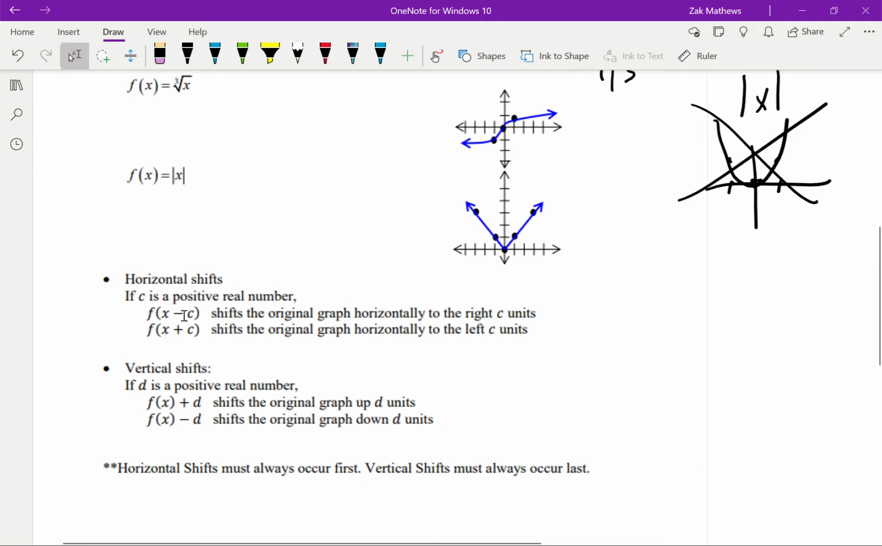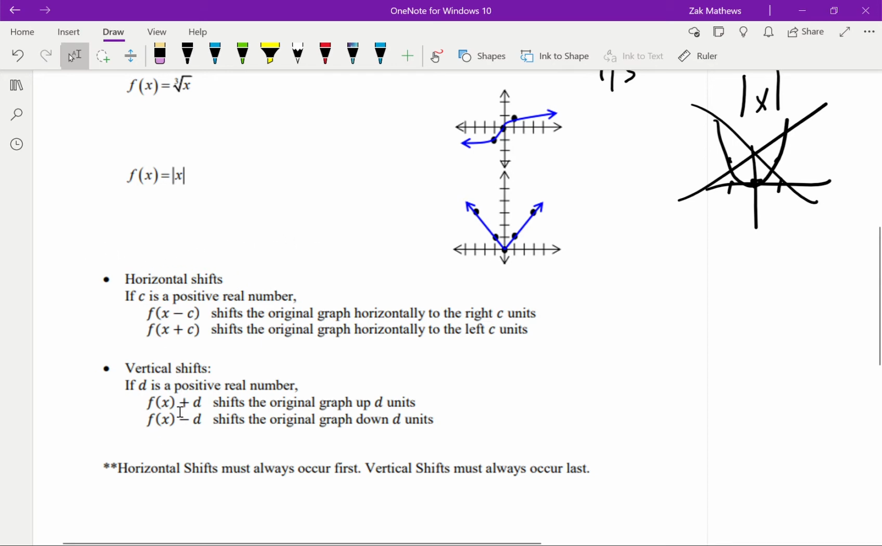If that addition or subtraction is occurring inside the parent function, that is going to be horizontal, versus outside the parent function, that is going to be vertical. Trying to just give you some ways to think about these. If we're doing something to the x, well, we know the x-axis runs left and right. So if we're attaching something to the x, of course it's going to be shifting us horizontally.